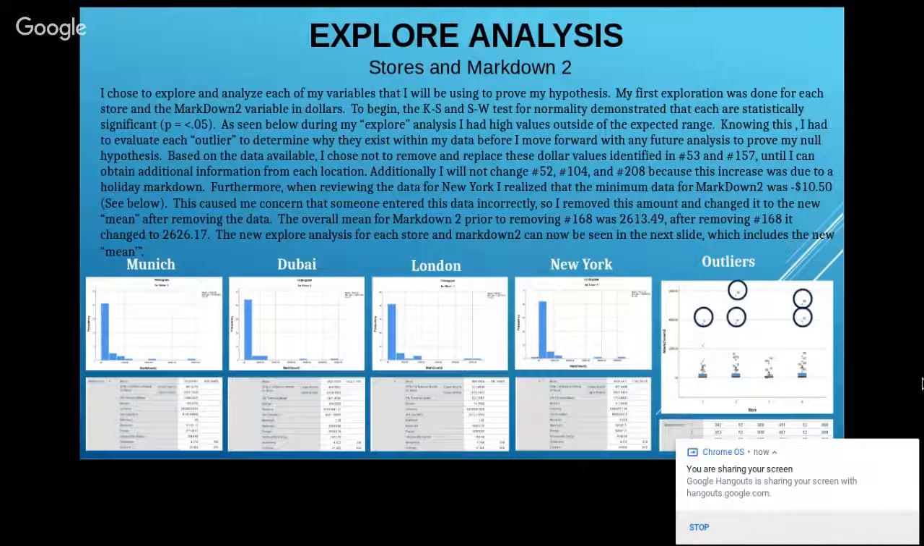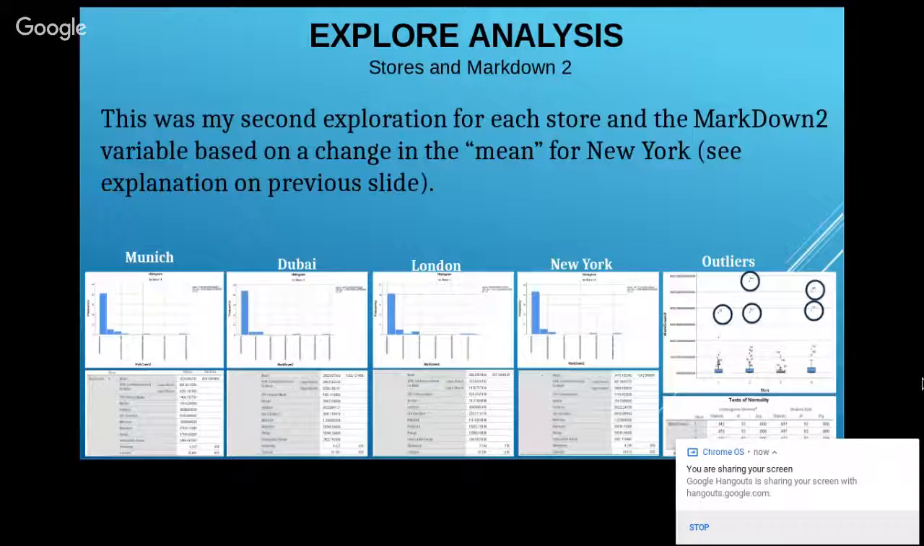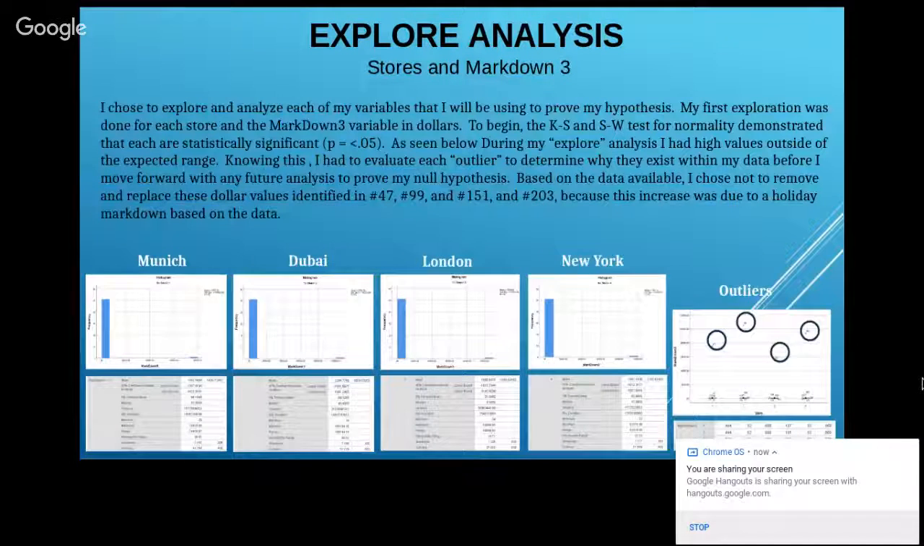As you could see from the data, that changed the mean, which in turn I had to change my analysis. As you see here, in my second exploration for each store in markdown 2, the mean did change for New York, and that's where I found the negative $10 balance. If you look at the minimum, it's no longer minus $10. Once again, same thing with stores in markdown 3 as the previous. I did have outliers in 47, 99, 151, and 203. Actually, these were all due to a holiday, so I will move on with my analysis.